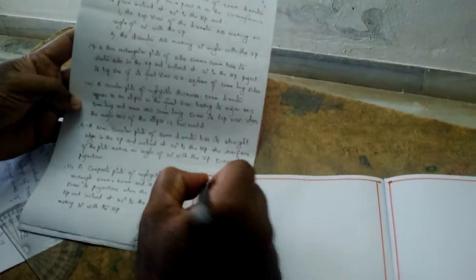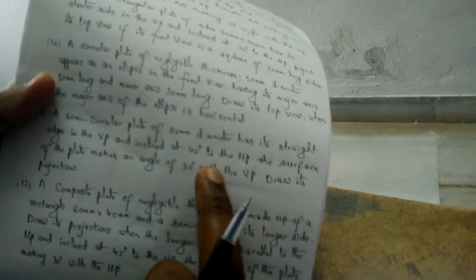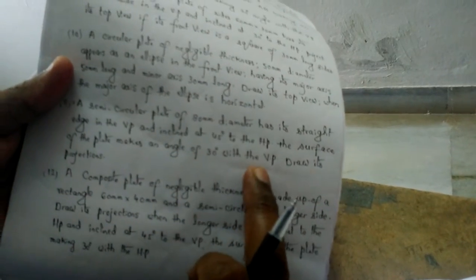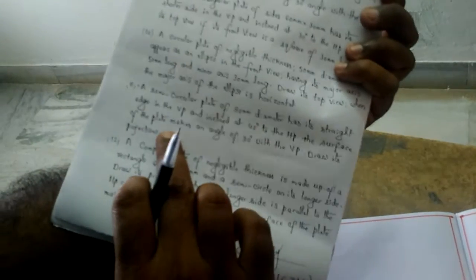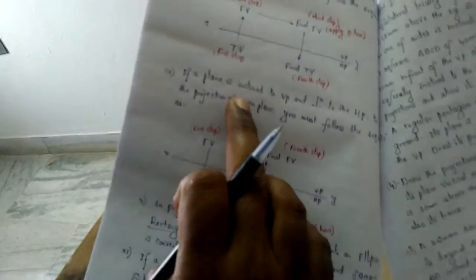Page number 8, question number 11. Here, a semicircular plate of 80 mm diameter has its straight edge in the VP, inclined at 45 degrees to HP. The surface of the plate makes an angle of 30 degrees with VP. Draw its projections. Remember that I already gave the data that the surface of the plate makes an angle of 30 degrees with VP, which means inclined to VP.